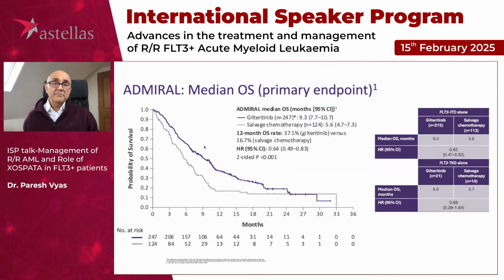So this is the primary endpoint, the median overall survival with single agent monotherapy gilteritinib versus salvage chemotherapy. You can see a pretty clear difference in survival, 9.3 versus 5.6 months, with a very impressive hazard ratio. It was also true for TKD alone, but of course here the numbers are smaller.